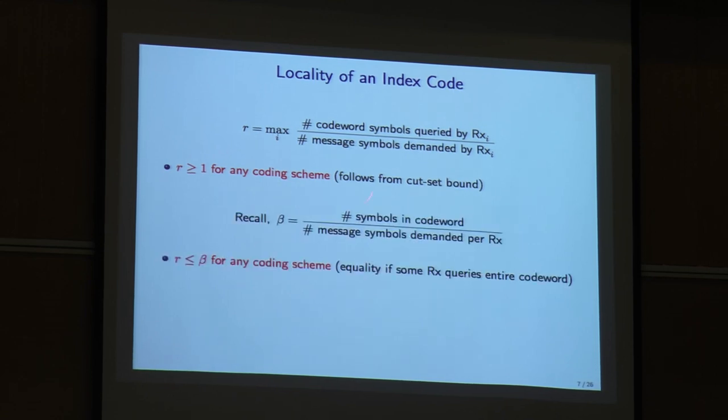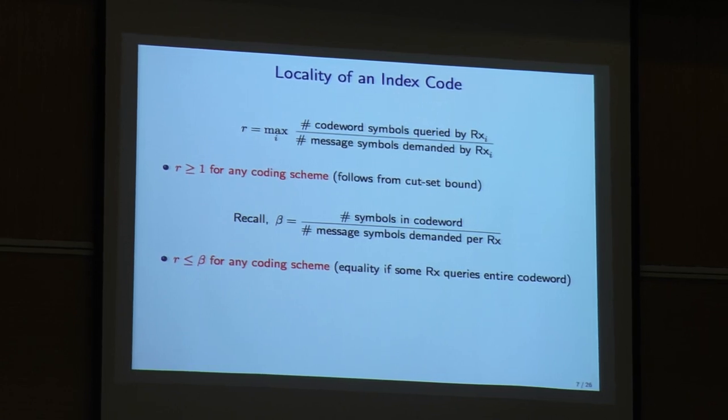Now also recall the definition for the rate. Okay? Rate is the total number of symbols, or frames, in your transmission, divided by the number of symbols each guy needs. So the denominators are the same, but the numerator here is upper bounded by the numerator there, because the number of frames that I download cannot be more than the total number of frames transmitted. So R is at most beta. So R lies between 1 and beta.